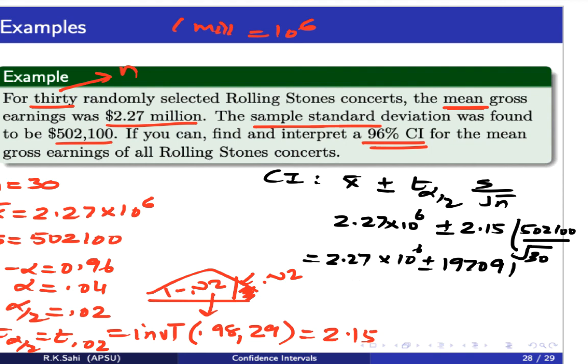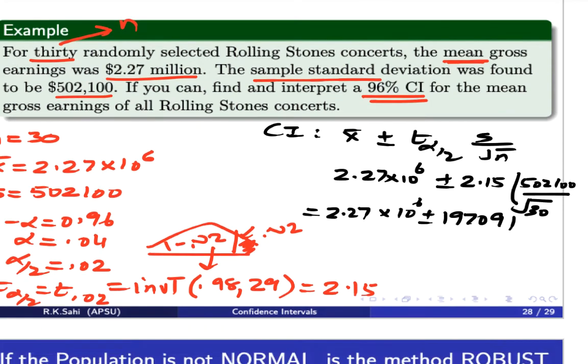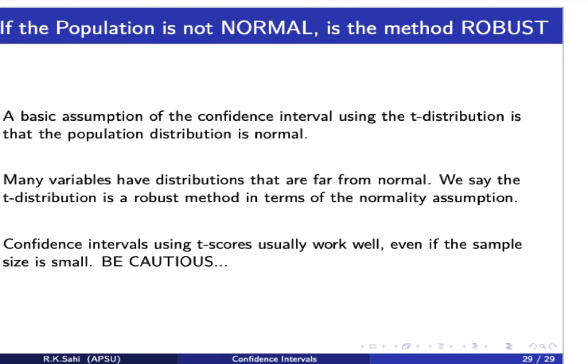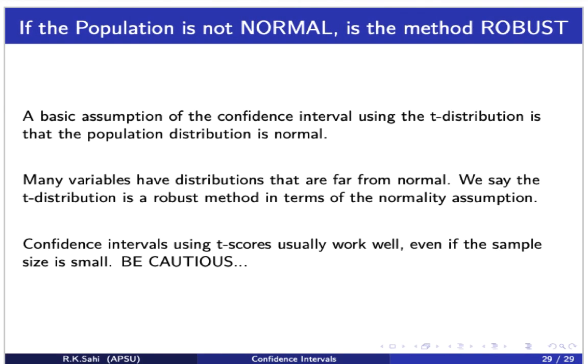Okay. Now, very important to keep in mind that we are doing all these problems assuming that the population distribution is normal or approximately normal. In real life, many of these distributions are far from normal. So we have to be very careful when we are working with these problems. So if your sample size is very small, say it is less than 25, be cautious of applying the methods we are doing.